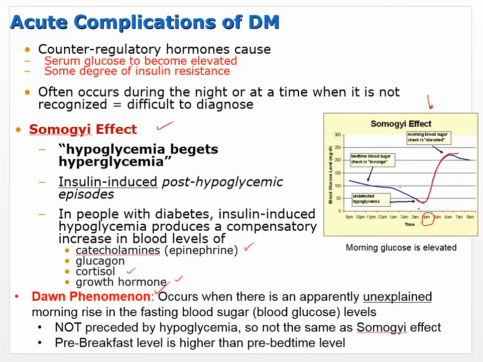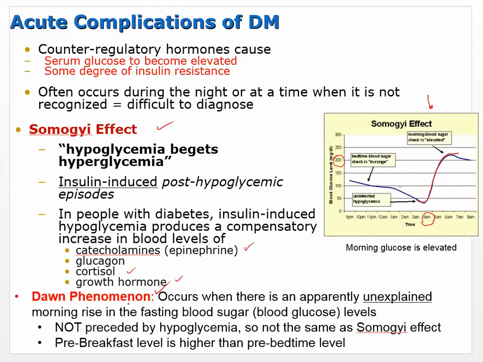Okay, so it's sort of a normal response in a way, but since a person is having trouble controlling glucose levels in general, it's not very well controlled, and so you see a spike. This is over 200, which is very high. And that's called the Somogyi effect.